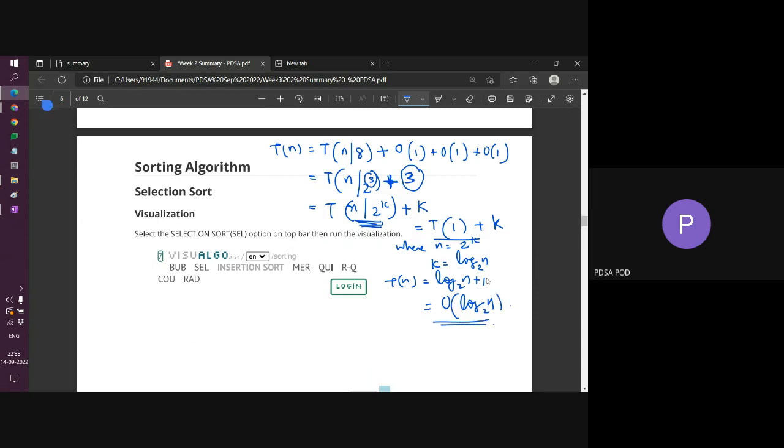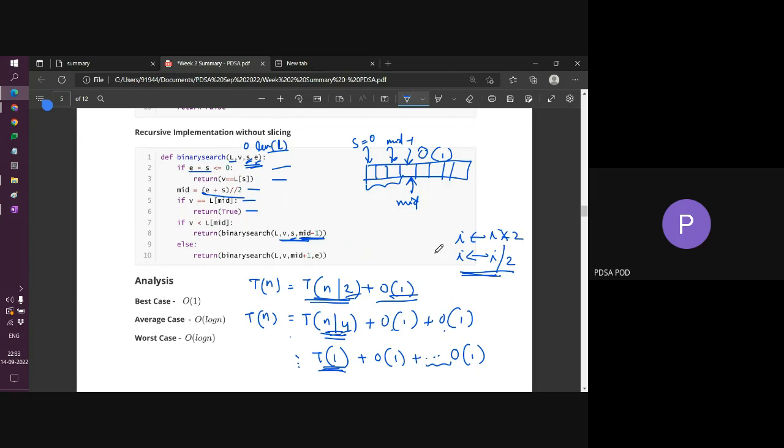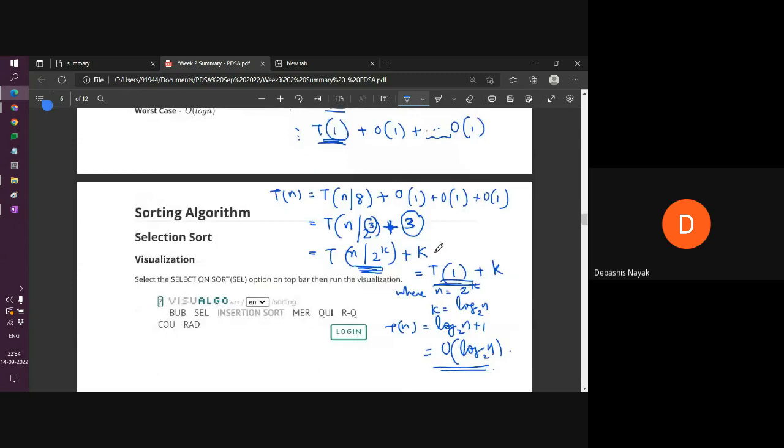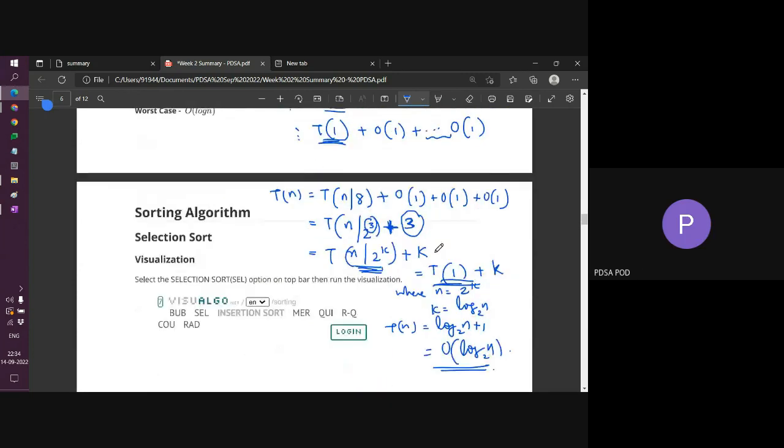Log n plus 1. Why 1? Because it is plus T of 1, and T of 1 will be 1. What is T of 1 returning? Yes, it returns 1. That's why it will be 1. So you should not forget the base case. It could be some important value, so you cannot always forget the base case.